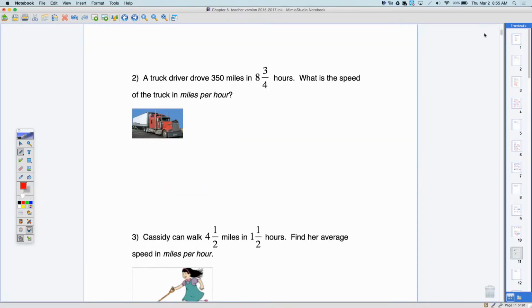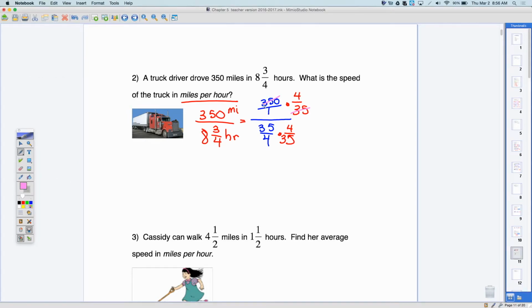A truck driver drove 350 miles in 8 3/4 of an hour. What is the speed of the truck in miles per hour? So make sure you put your miles on the top, so that's 350 over your hours, which is 8 3/4 of an hour. We can put our 350 over 1, and we can change our 8 3/4 to 35 over 4. Multiply your denominator by its reciprocal, which is 4 over 35, and your numerator by 4 over 35.